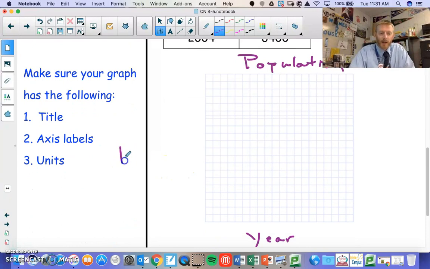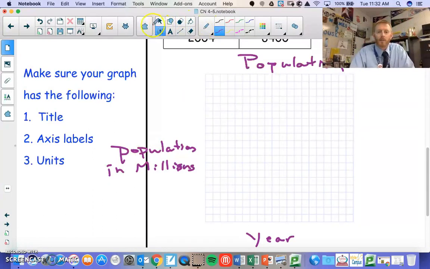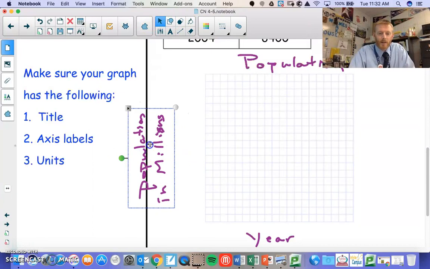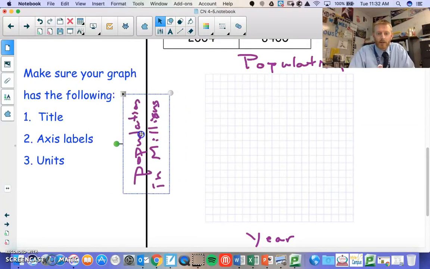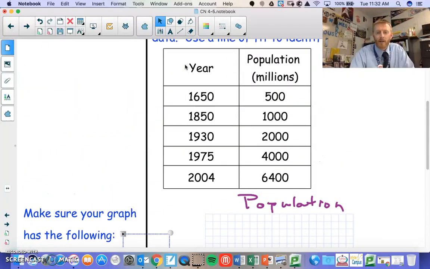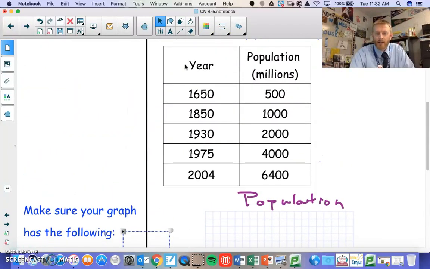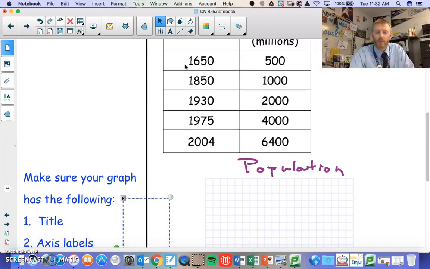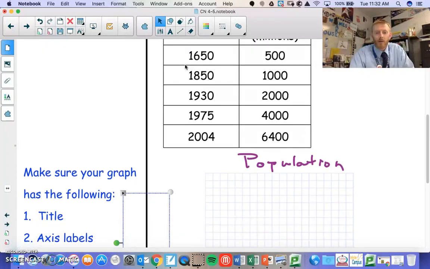So I'm going to use a tech trick here. We're going to put population in millions. And then I'm going to switch it to its side. Whoop. And then all we got to do here, folks, is label the units. So we went from the year 1650, 1850, 1930, 1975, 2004 for our units.